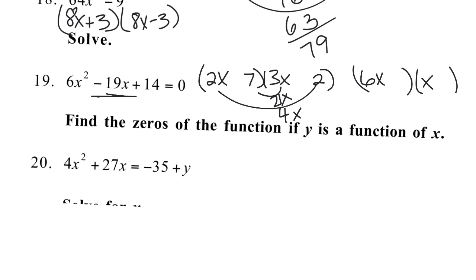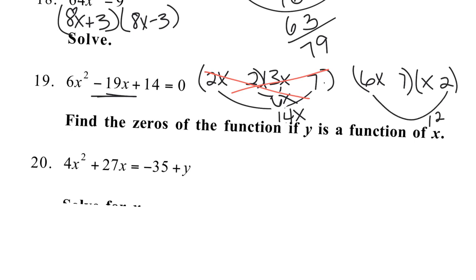I could switch them. Let's switch them and see. Let's try 2 and 7, 14 and 6x. Those, if I add, are going to give me 20, and if I subtract, they're going to give me 8, so that's not going to work. So this doesn't work. I might try a different one, but let's maybe try 7 and 2.